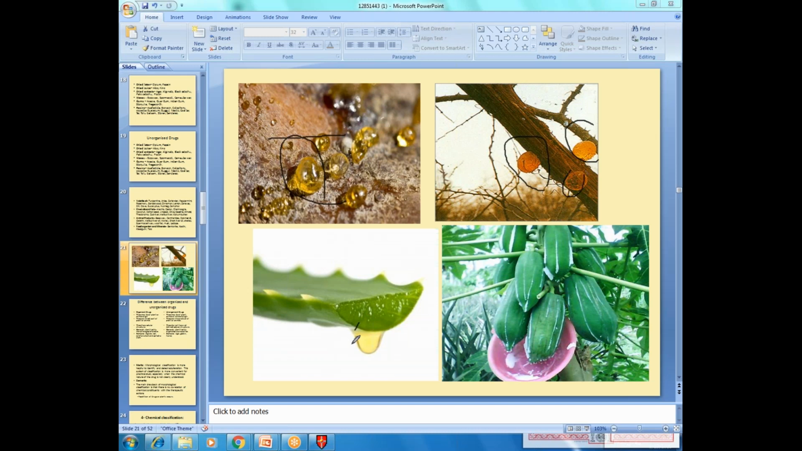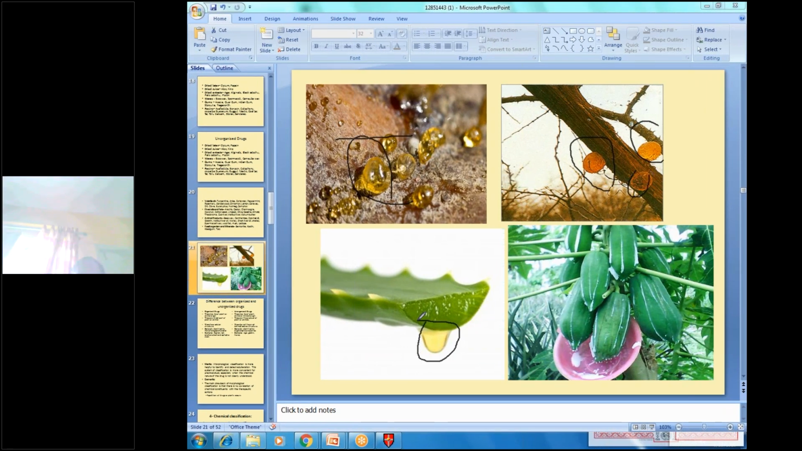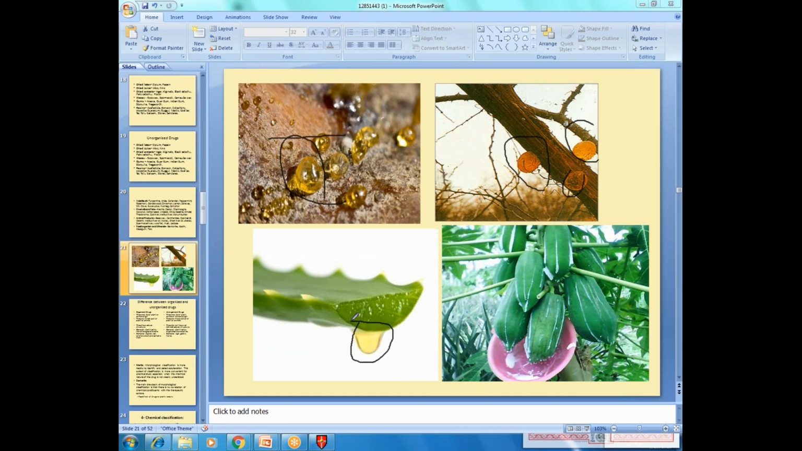See aloe vera. When you cut it, the aloe vera juice we get in the market is different from what we collect. When you cut the base of a leaf, it oozes out the juices. This is the juice we collect. It is unorganized. These are not part of a plant. When you make a cutting or incisions, they ooze out. So these are called unorganized drugs.